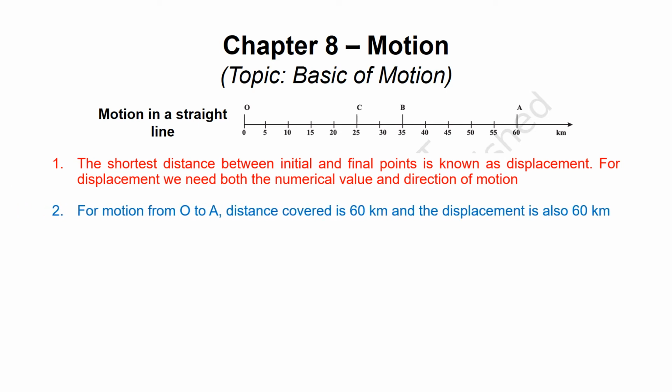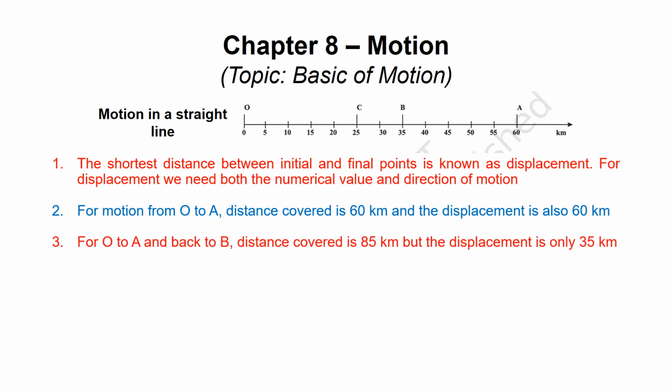For motion from O to A, so again we are taking motion from O to A, the distance covered is 60 km and displacement is also 60 km because displacement is happening only in one direction.